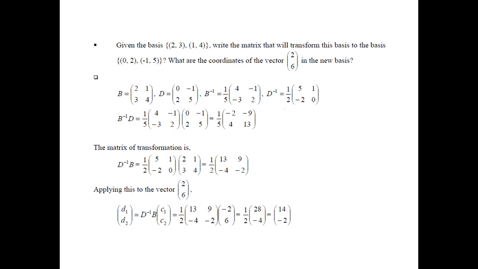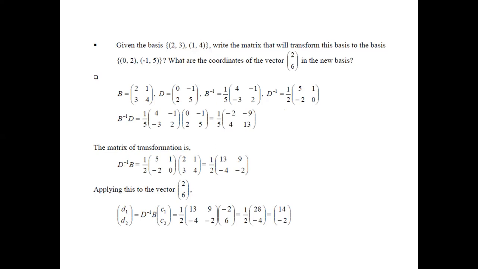So B inverse, you know how to find the inverse of a two-dimensional, 2 by 2 matrix. We find the determinant, we take it to the denominator, then swap the elements on the main diagonal, and then multiply each of the elements in the other diagonal by minus. Likewise, D inverse is that. So B inverse D is 1 over 5 into minus 2, minus 9, 4, 13. The matrix of transformation is D inverse B, which is half into 5, 1, minus 2, 0, 2, 1, 3, 4, which is 1 over 2, 13, 9, minus 4, minus 2.